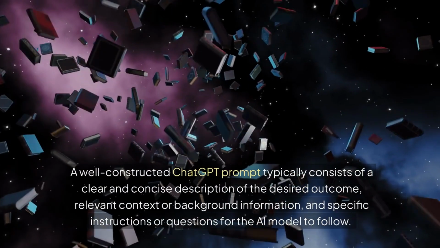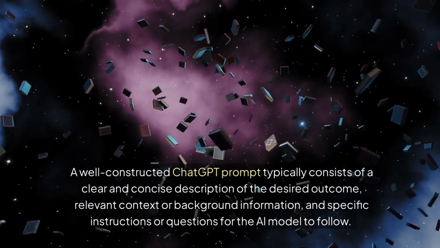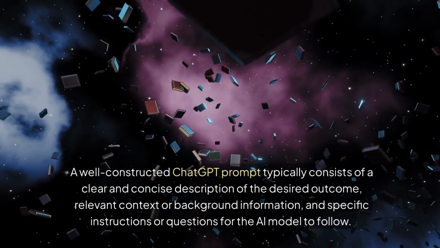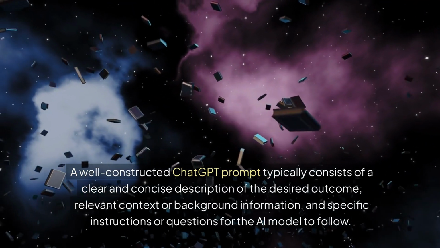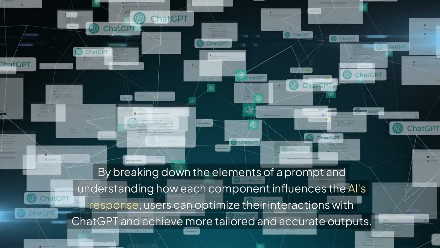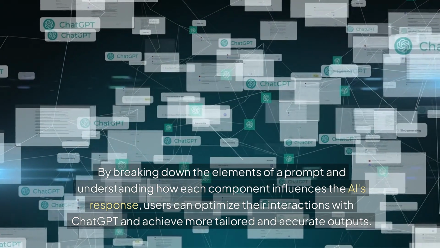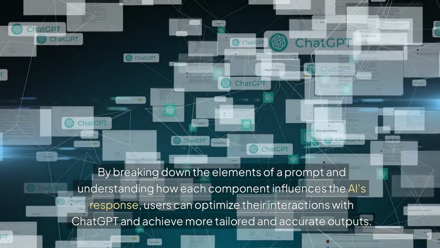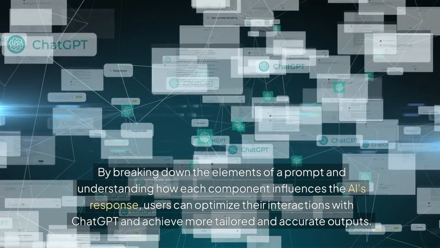A well-constructed ChatGPT prompt typically consists of a clear and concise description of the desired outcome, relevant context or background information, and specific instructions or questions for the AI model to follow. By breaking down the elements of a prompt and understanding how each component influences the AI's response, users can optimize their interactions with ChatGPT and achieve more tailored and accurate outputs.